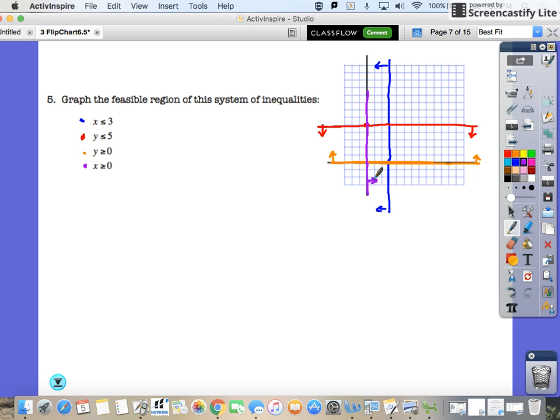So normally what I will have you do is shade all of these and see where they overlap, but some students hate that and think it gets really messy. But what you'll see is we're shading the upper side of the orange and the lower side of the red, so we are between these two. Then we are shading right of the purple and left of the blue, so we're between these. So between all of them, this is our feasible region.